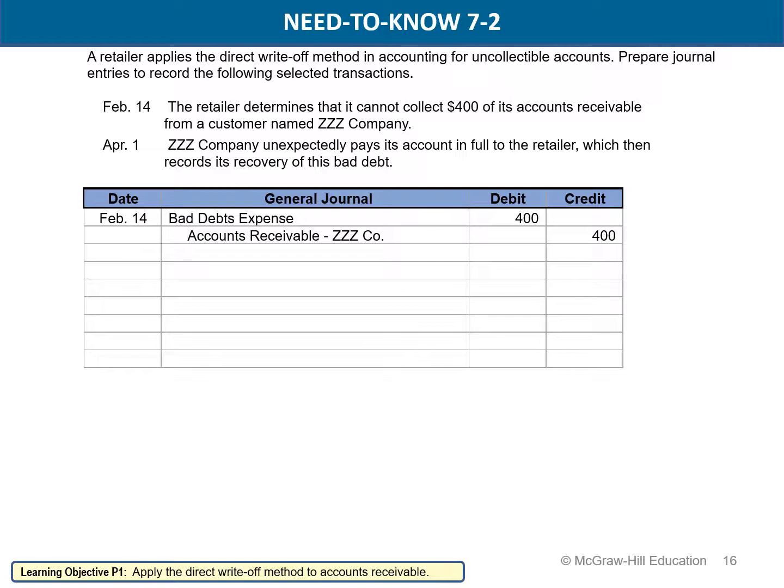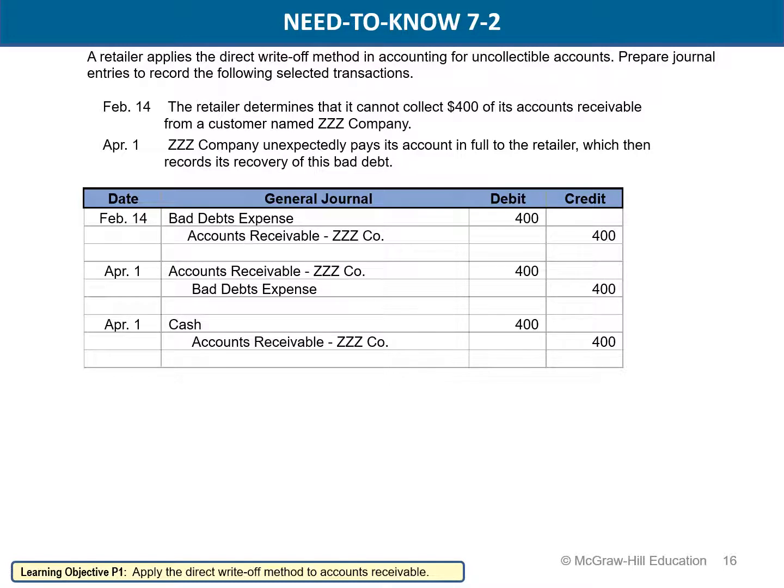Anyway, we have to put our receivable back on the books, right? So we're just going to reverse what we did on February 14th, and then we're going to collect our cash: debit cash, credit accounts receivable. Okay?